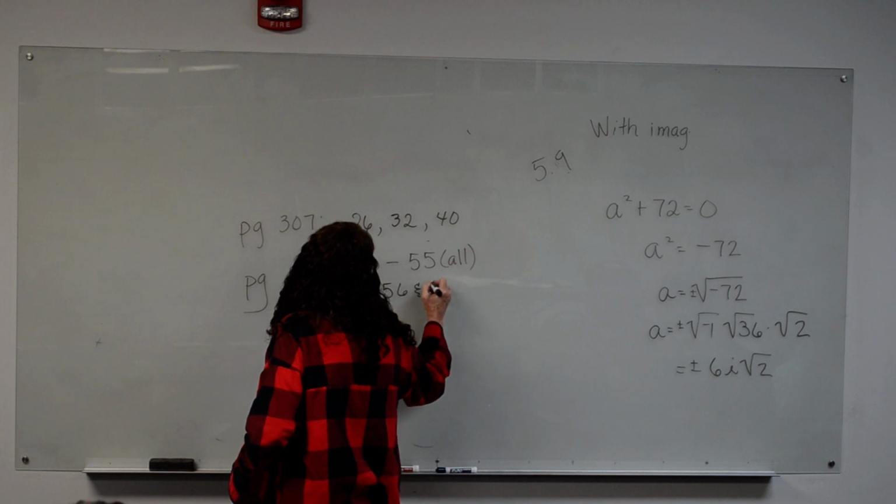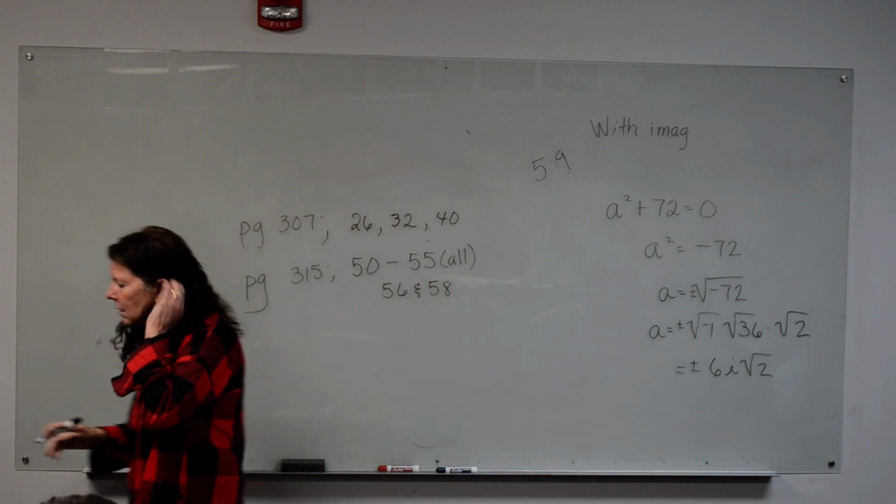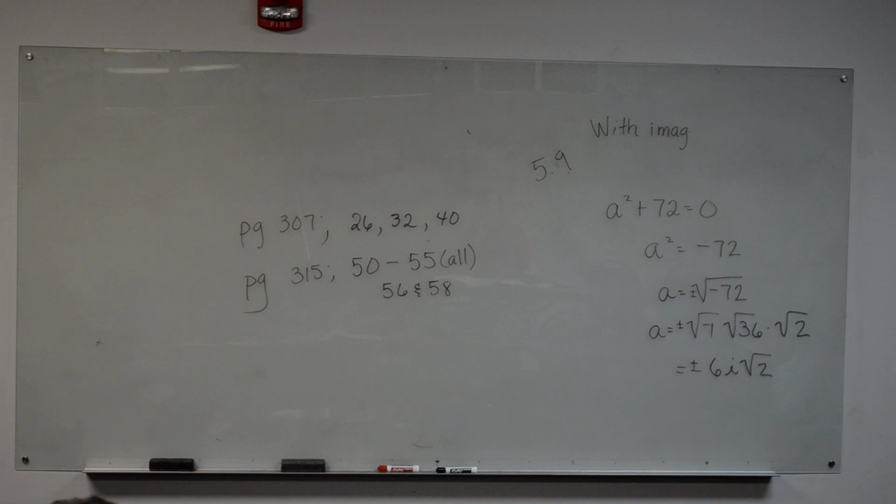Why didn't you just put 50 through 56? Because you put 50 through 55 all, and then you put 56 down there. Why didn't you just go 50 through 56? I should have, but I didn't. Because they were in two different sections for one thing.